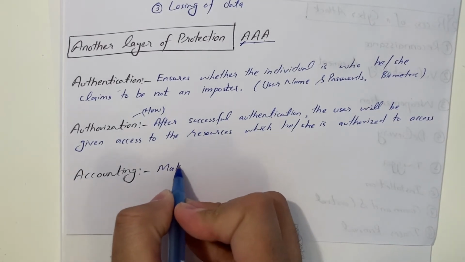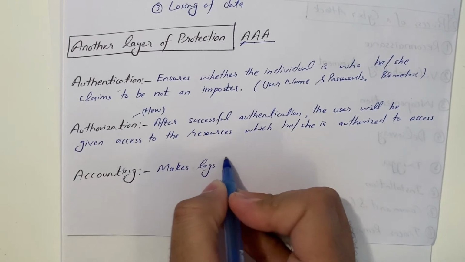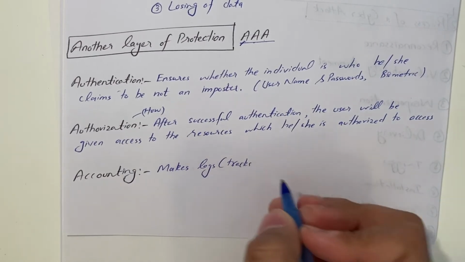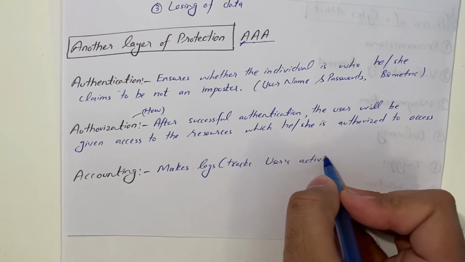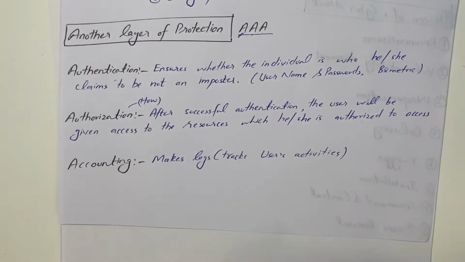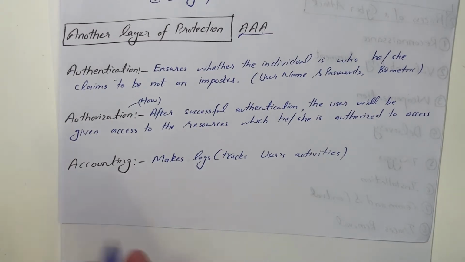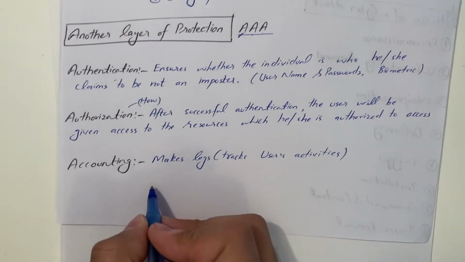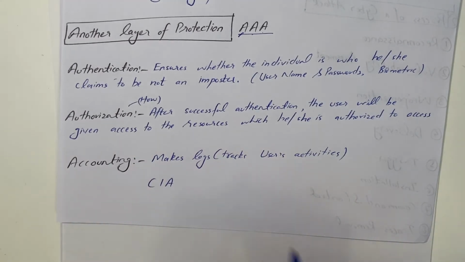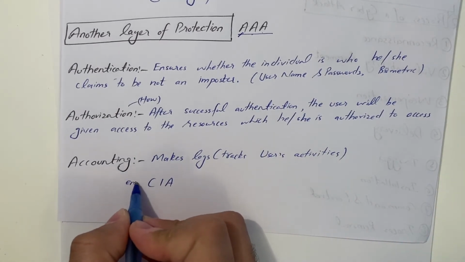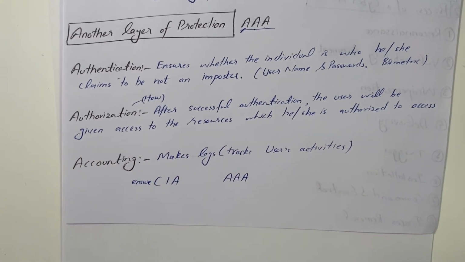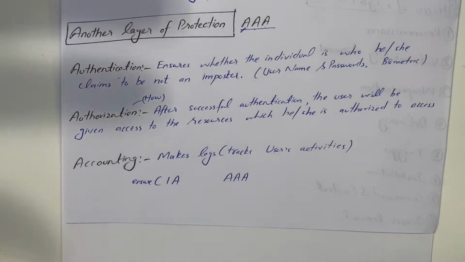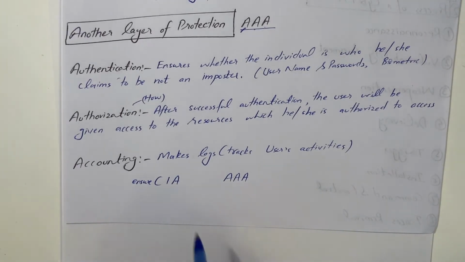It makes logs or tracks users' activities. So for example, whatever you do, it will actually make a log after giving you access. So in order to provide optimal security, the system should actually ensure CIA and it should provide AAA. The system which ensures CIA and provides AAA is basically called a secure system. And if any of these parameters gets compromised, it means security got compromised.